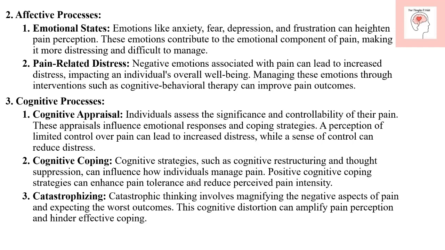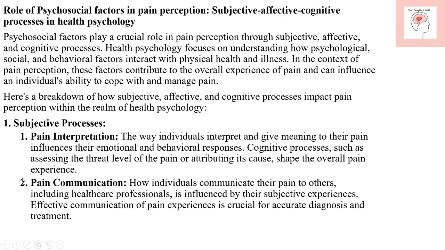Then, catastrophizing. Catastrophic thinking involves magnifying the negative aspects of pain and expecting the worst outcomes. This cognitive distortion can amplify pain perception and hinder effective coping. So this is about cognitive, affective, and subjective processes under psychosocial factors and pain perception.